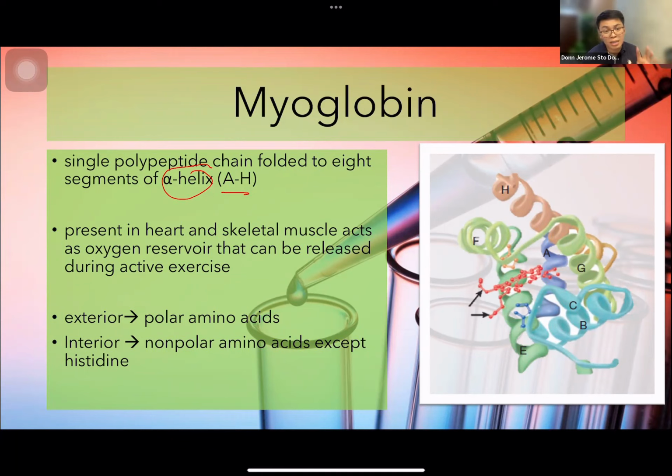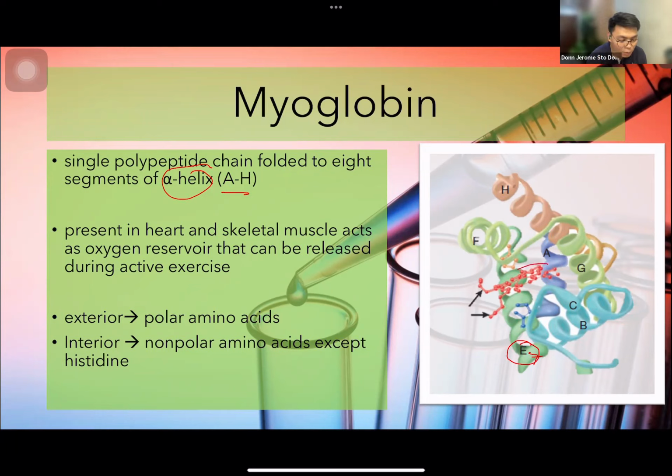Because of its structure, it's not very efficient in delivering oxygen. So ang function niya is to store it. The exterior of the molecule, just like any other proteins, are polar amino acids, water-loving amino acids. And the interior of the molecule is made up of non-polar amino acids, except for 2 histidine residues. One is located at the E segment, E7, or the distal histidine, that stabilizes the bond between oxygen and ferrous iron.